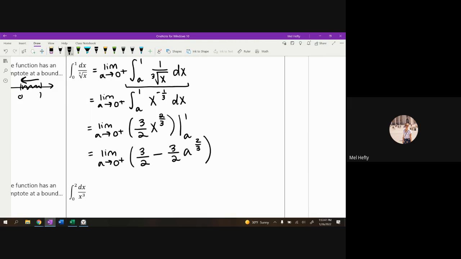Now, unlike the infinite limits, these ones sometimes will work out super nicely. Is 0 going to cause any issues at all if I plug it into a to the 2/3? Do you know what 0 to the 2/3 is? It's just 0. So with these, sometimes it's going to be super easy to plug in. Direct substitution will work. This is one of those cases. So I'm getting 3/2 minus 3/2 times 0 to the 2/3. I get 3/2.